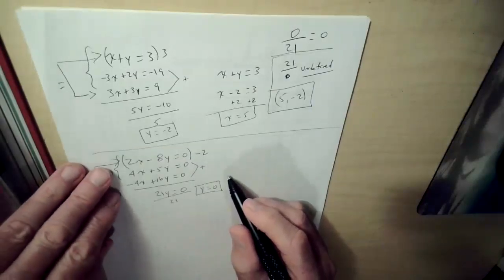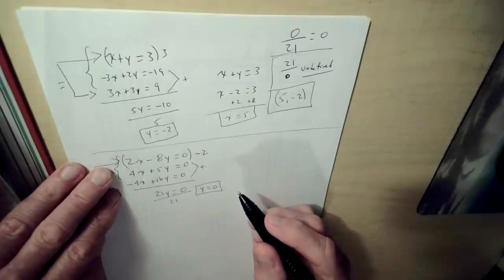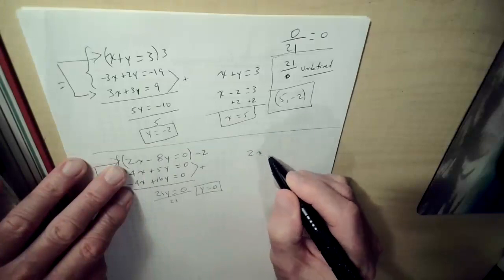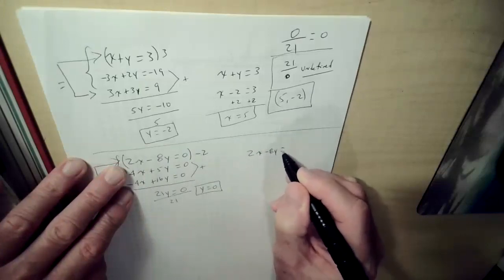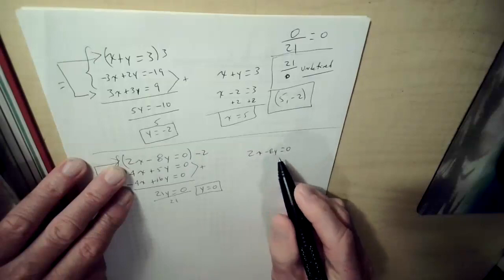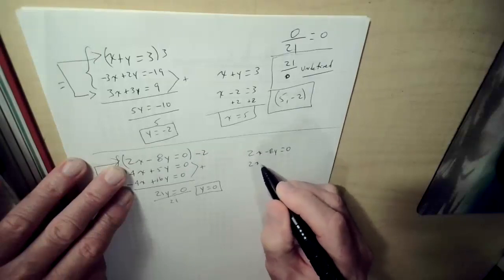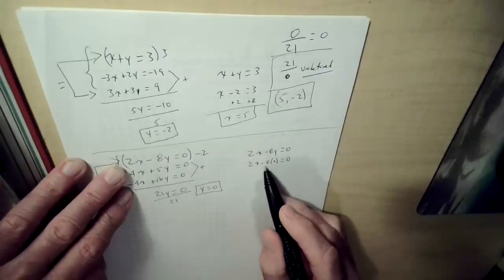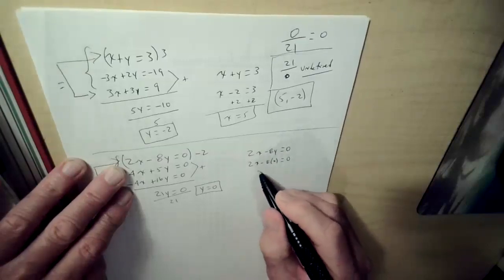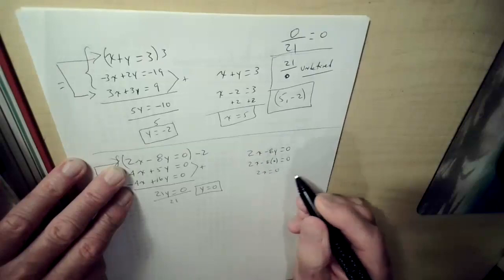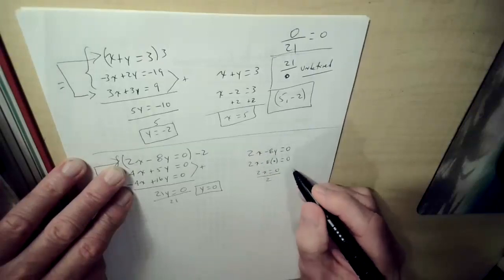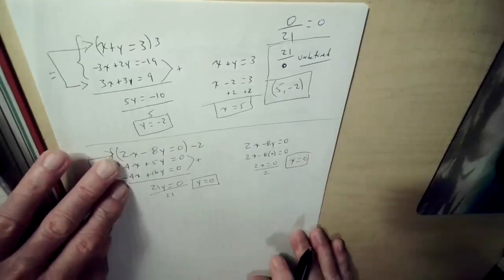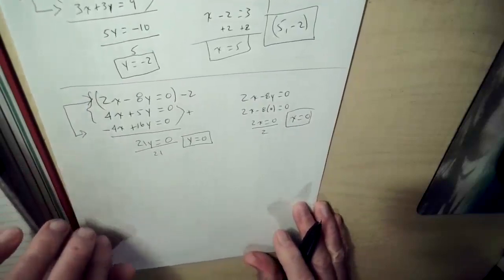Okay, so here we have y is 0. We plug it back into either equation. Let's do the top one. That's a little easier, I think. 2x minus 8y equals 0. So plug in 0 for y. 2x minus 8 times 0. Negative 8 times 0 is 0. So we have 2x equals 0. Divide by 2. X is 0.